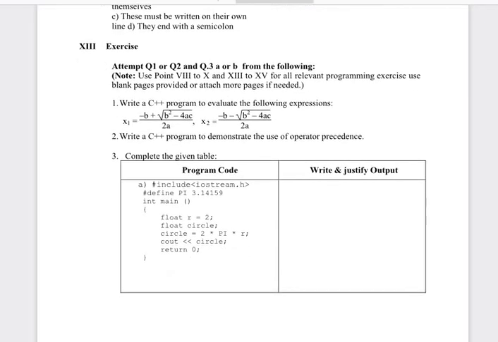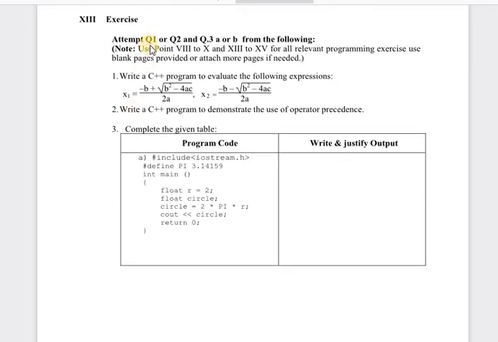Now we will see the exercise. Attempt question number 1 or 2 and question 3A or B. First we will see the second question, that is: write a C++ program to demonstrate the use of operator precedence. After that, the answer of the first question you have to write on your own because it is a very simple program.